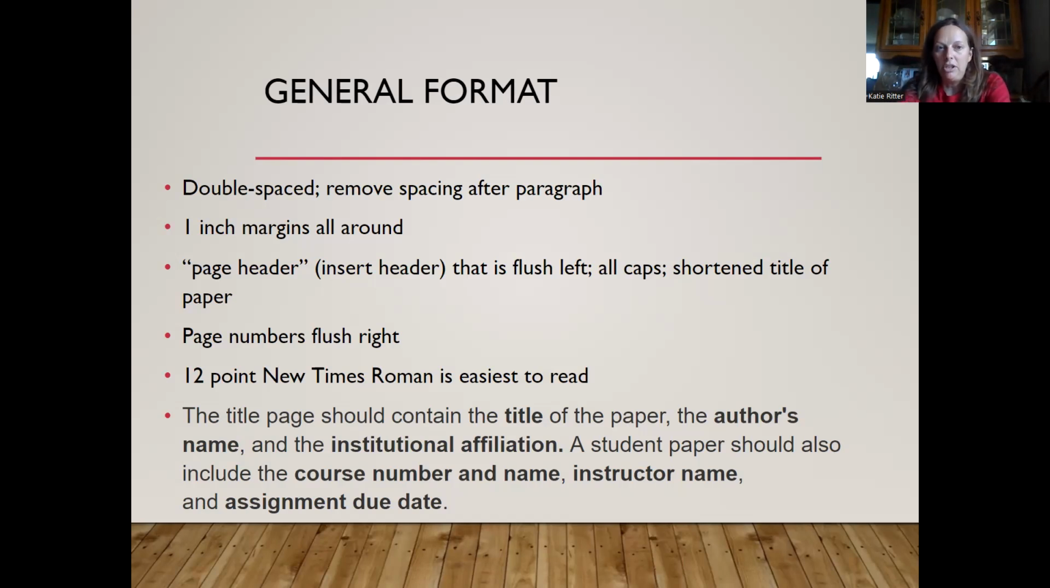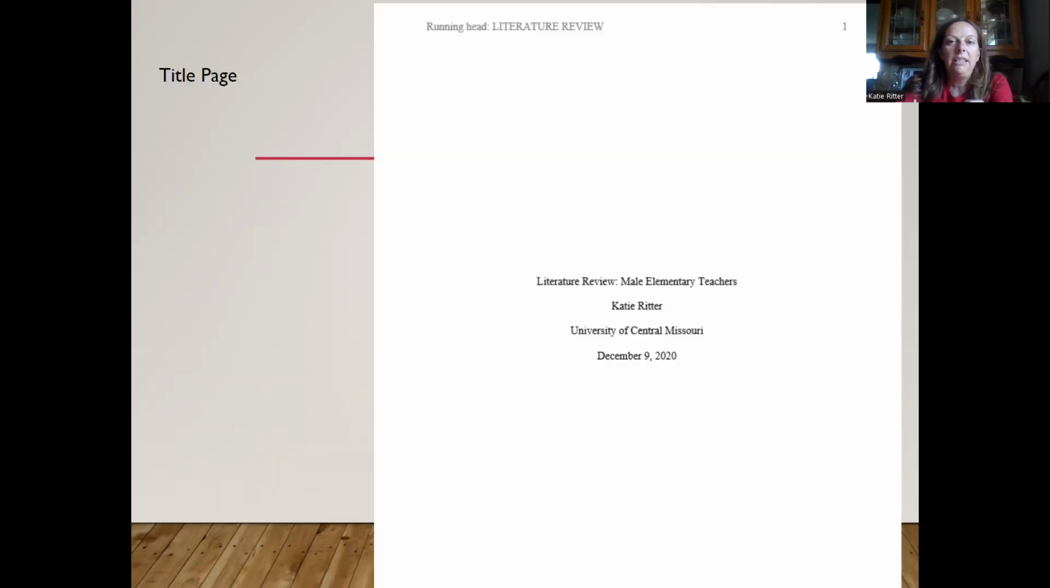The title page of your paper. So that's going to be the very first page that you have. It should contain the title of your paper, your name as the author, and the name of the institution. So for us, it would be University of Central Missouri. It should also include the course number and name, the instructor name, and the assignment due date if you are writing a student paper.